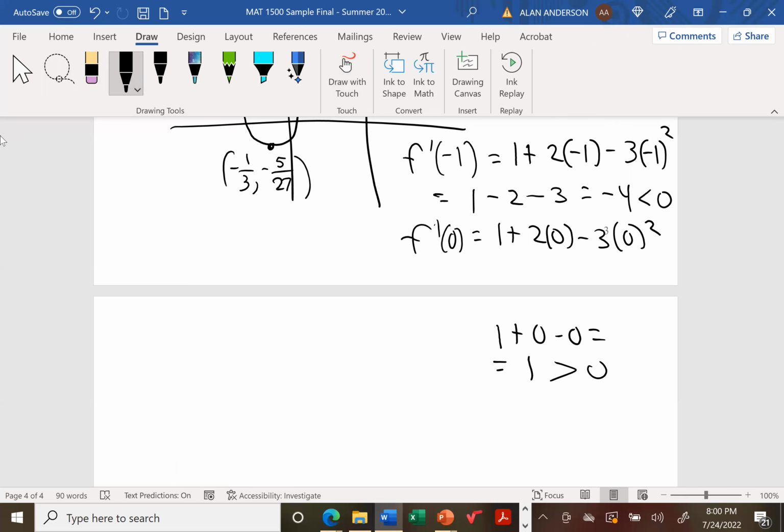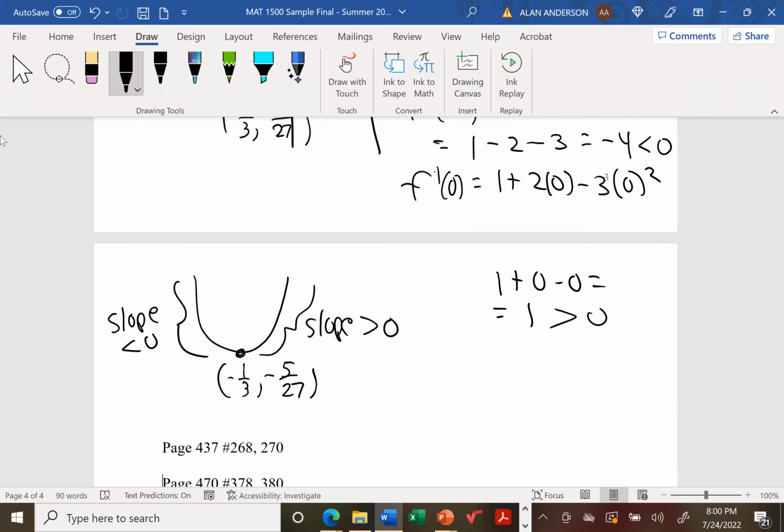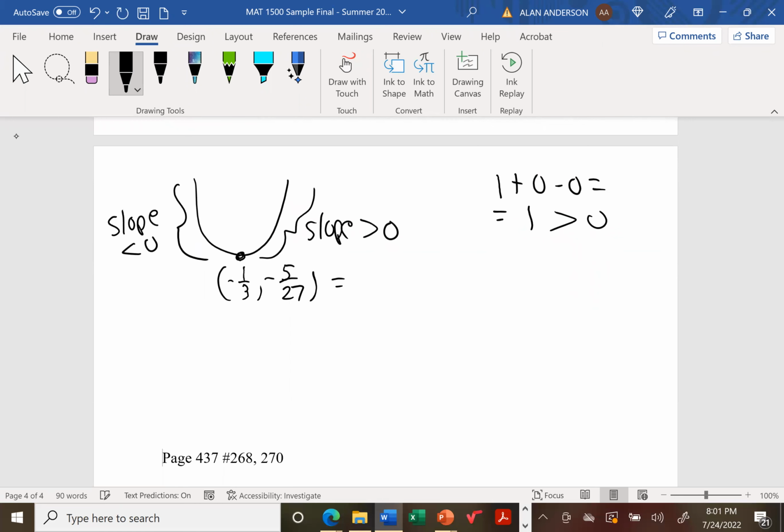So in other words, what's happening here is that the slope is negative, and then now it's positive. And that indicates that this point must be a relative minimum. Okay, now what about this other one?